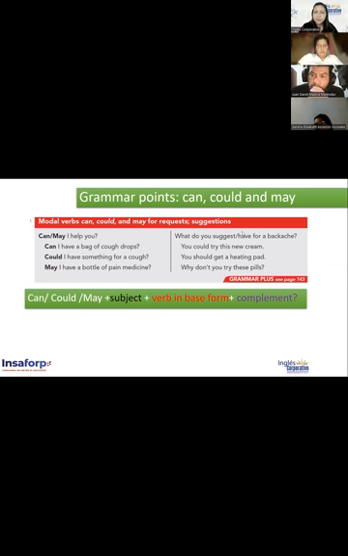So you can see we can suggest using could, should, or why don't you try. Different ways to do it. And the structure is easy. Can, could, or may. Subject, verb in base form, plus the complement. Remember, always use the base form of the verb when you are using modals.